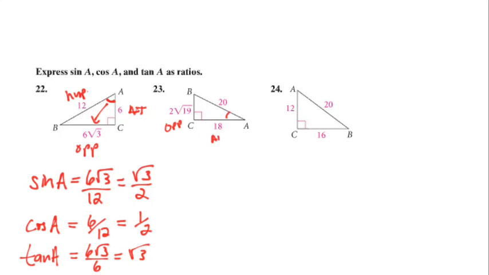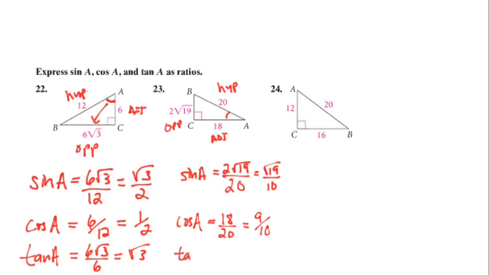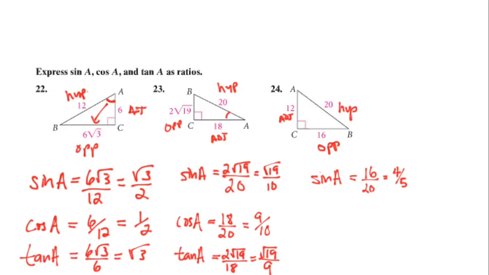And then same thing for the next one. Opposite, adjacent, hypotenuse. Sine is opposite over hypotenuse, 2 root 19 over 20, or root 19 over 10. Cosine is 18 over 20, or 9/10, and tangent is opposite over adjacent, which is root 19 over 9. And then the last one, I have opposite, adjacent, hypotenuse, and I set up my ratios, 16 over 20. I have 12 over 20 for cosine, which reduces, and tangent is opposite over adjacent, which is 4/3.